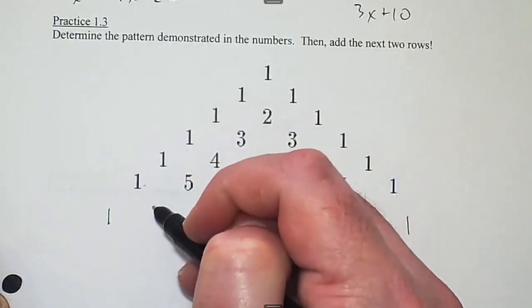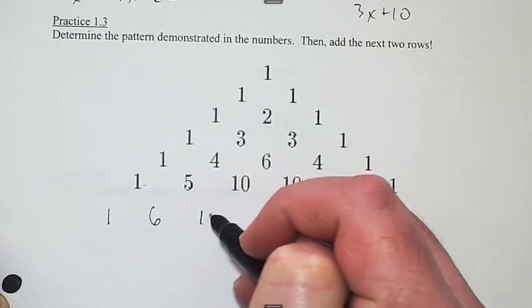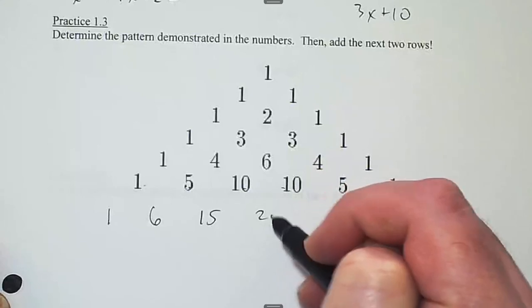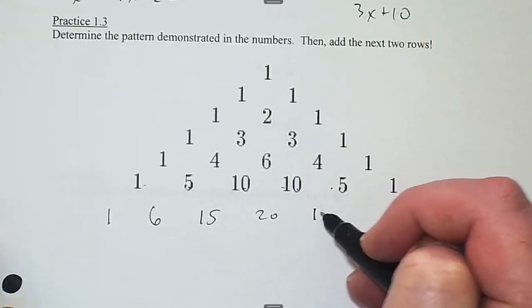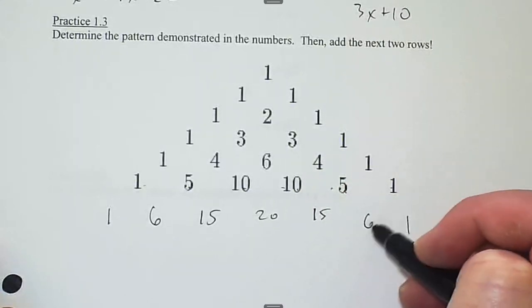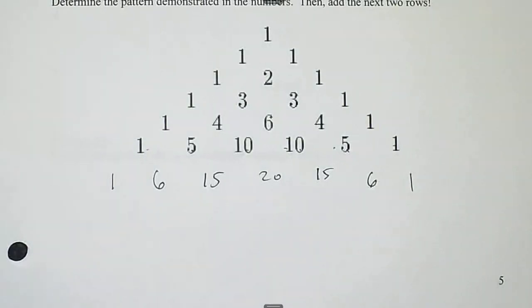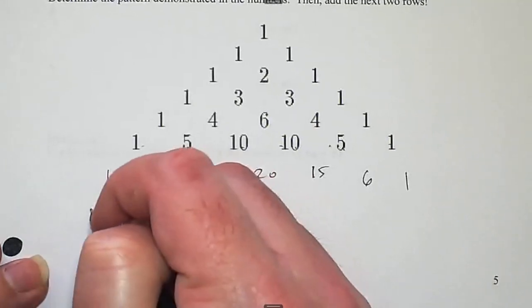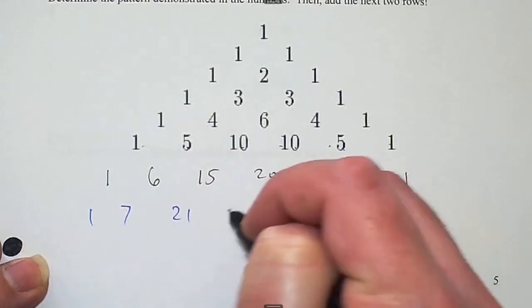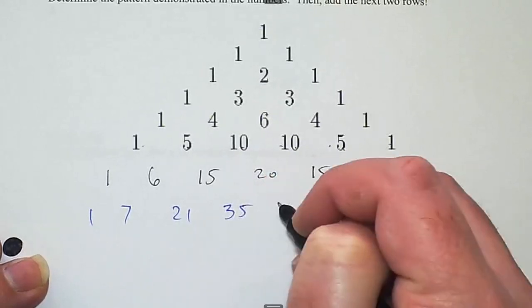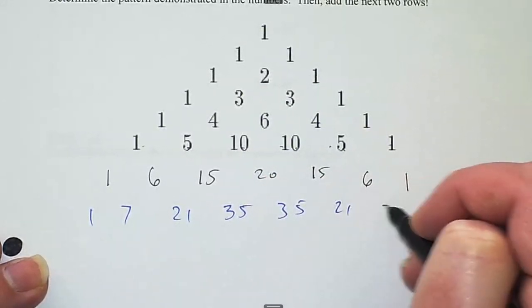So yeah, 1 plus 5 is 6, 5 plus 10 is 15, 10 plus 10 is 20, 10 plus 5 is 15, 5 plus 1 is 6. Fill in the next row for me. Okay, so now let's figure out this last row. It should be 1, 7, 21, 35, 35, 21, 7, and 1.